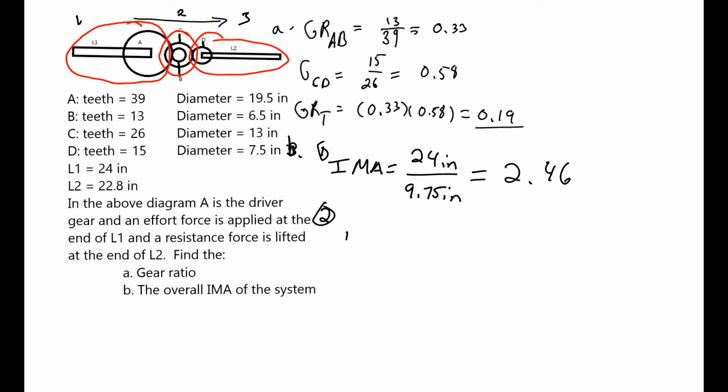For part 2, all right, which is going to be our effort distance for part 2, the gear C or gear B? B. So it goes from A to B and then from B to C. So for part 2, B is the effort, C is the resistance. So what is our effort distance for B going to be?